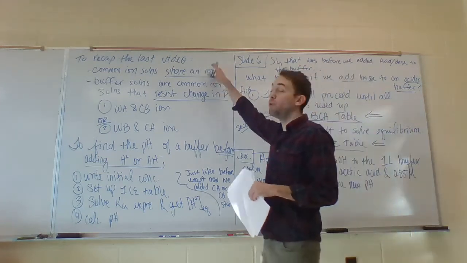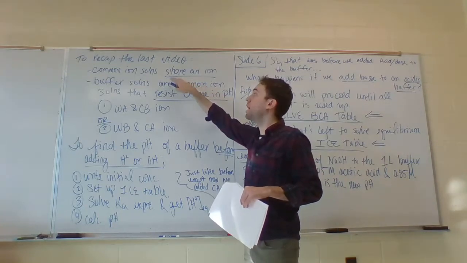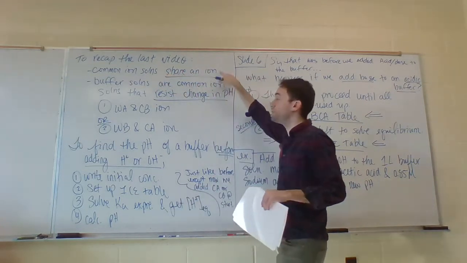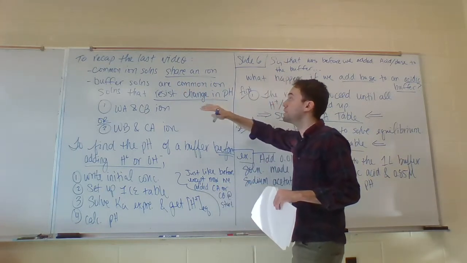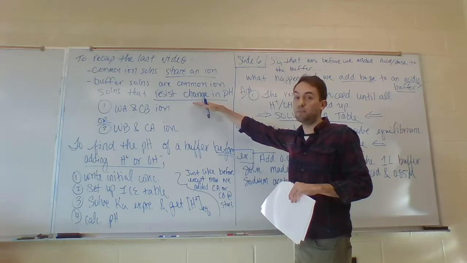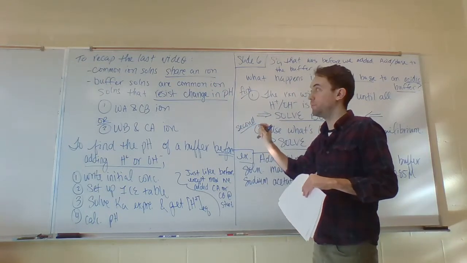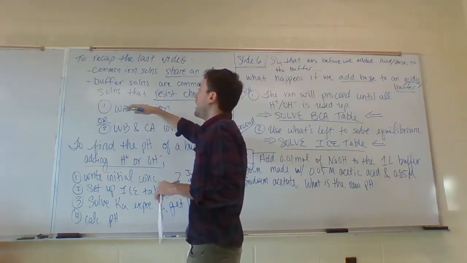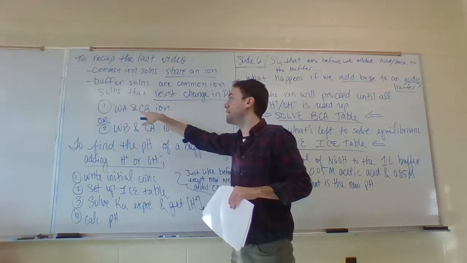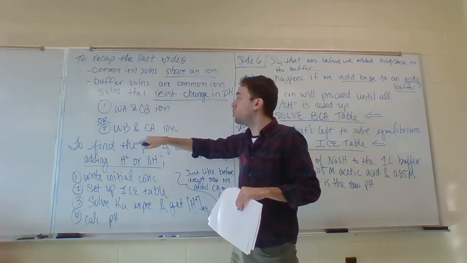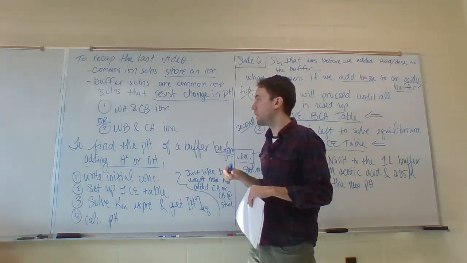All right, so to recap what we talked about in our last video, common ion solutions are solutions which share an ion. Buffer solutions are common ion solutions that resist changes in pH even when we add a little bit of acid or base to that solution. We have two different types of buffer solutions: one made with a weak acid and its conjugate base ion, or a weak base and its conjugate acid ion.